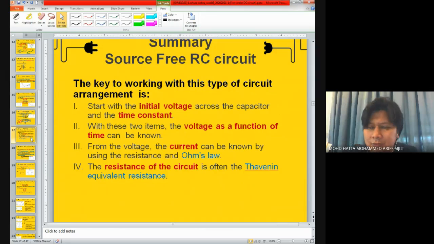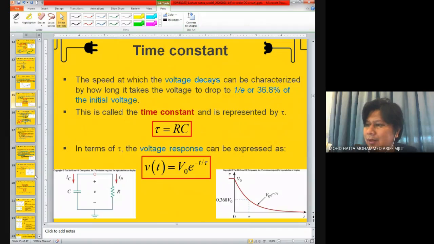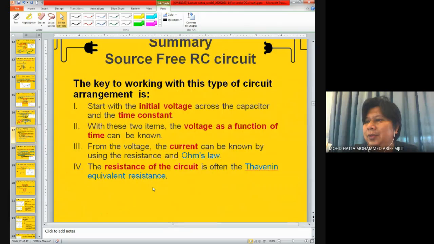Second, try to calculate the time constant. If you know the time constant, then you get the voltage response correctly, I mean the full response of the voltage across the capacitor. With these two items, the voltage as a function of time can be known. Both the initial voltage and the time constant are just the two parameters that we need to know to calculate the voltage function. And from the voltage, if you try to find the currents, you start finding the current based on the voltage that we found earlier.